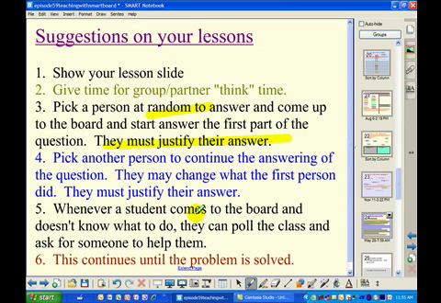So our suggestion is to get the students justifying their work in front of the rest of the class instead of it always being us. That's correct. Okay, so that's just some ideas.